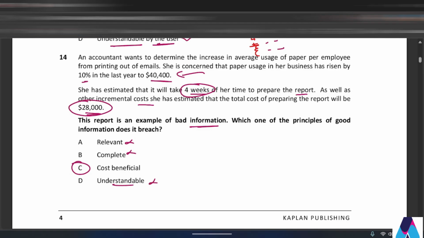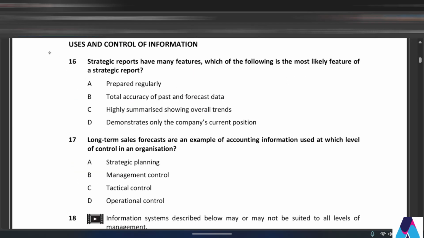Again, these all are points that are not mentioned over here. They're saying that she would prepare. She has not prepared yet. Okay, so question number 16.